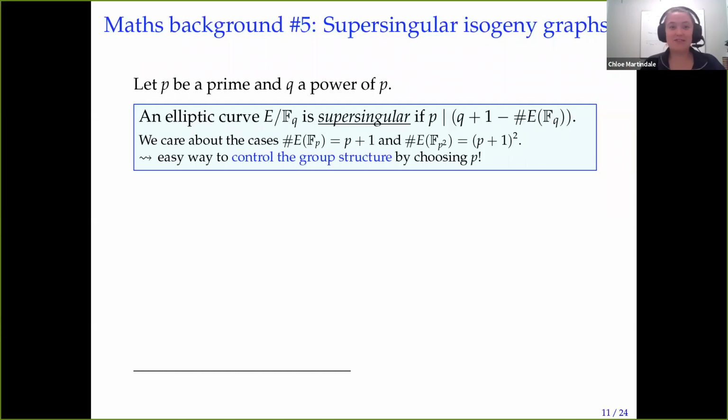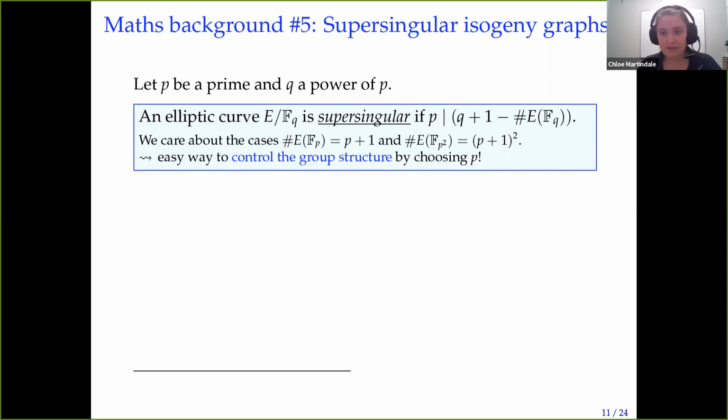This is now the definition of the graph. Let P be a prime and let Q be a power of P. We say that an elliptic curve E over F_Q is supersingular if P divides Q plus 1 minus the number of points in F_Q. The cases that really come up in crypto are quite simple. We just care about the cases where Q is P, so that the number of points of E over F_P is P plus 1, and Q is P squared, where the number of points in E is (P plus 1) all squared.